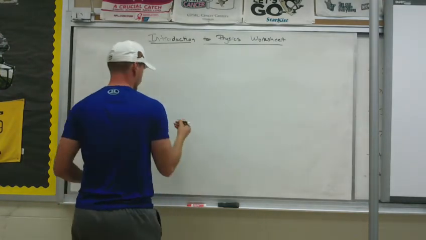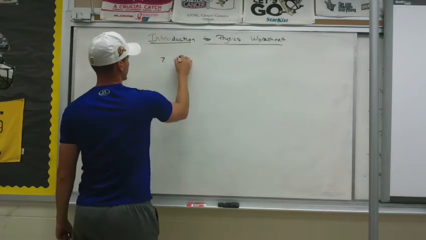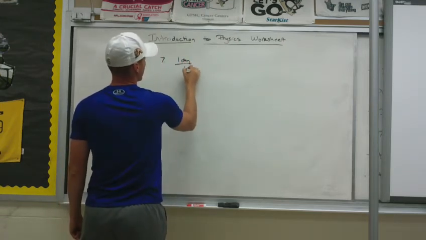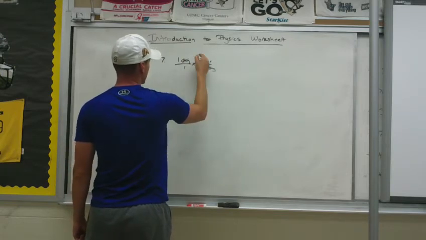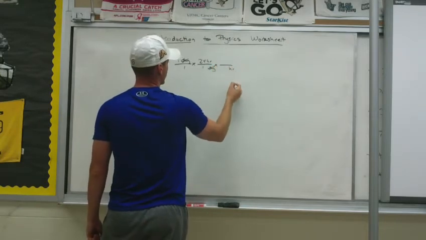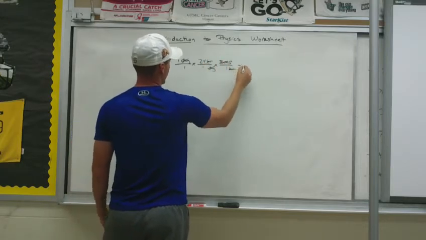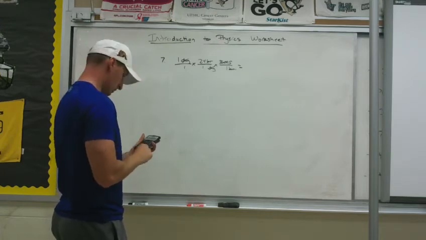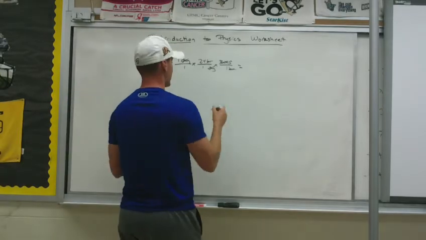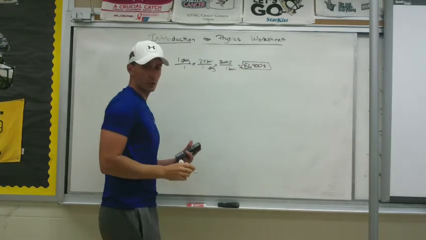Number 7. All right. How many seconds are in 1 day? So we start with 1 day. We want to get rid of days. Days go here. 1 day is 24 hours. We want to get rid of hours. Goes here. We can go to seconds. 3,600 seconds equal 1 hour. Hours cancel out. I'm left with seconds. So I start with 1 times 24 times 3,600. And I get 86,400. So that's how many seconds are in 1 day.